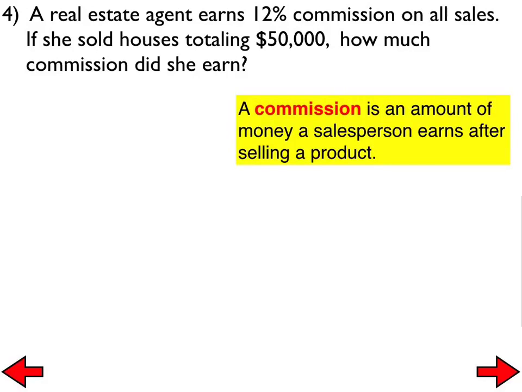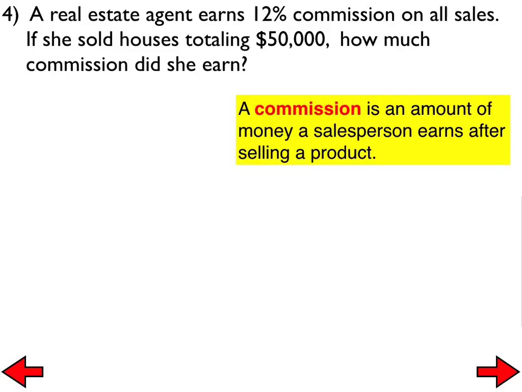Or real estate. If they sell $50,000 worth of houses, that real estate agent that gives you the tour of the house and then sells it to you doesn't get to keep that $50,000. Their company keeps it. They make a percentage of that, which is called commission. Exactly, because it's a percentage of that number.